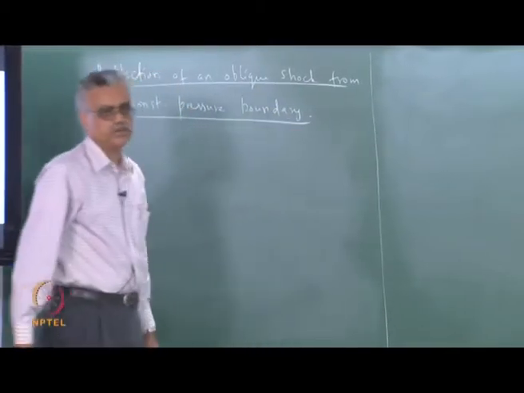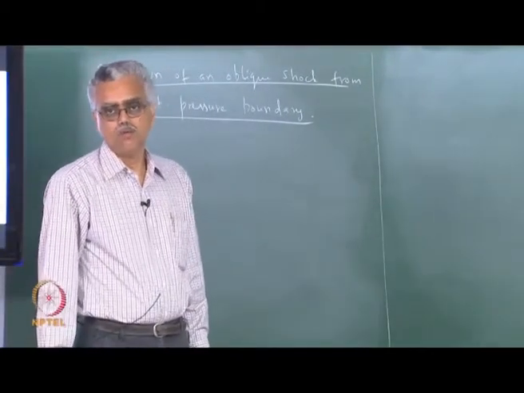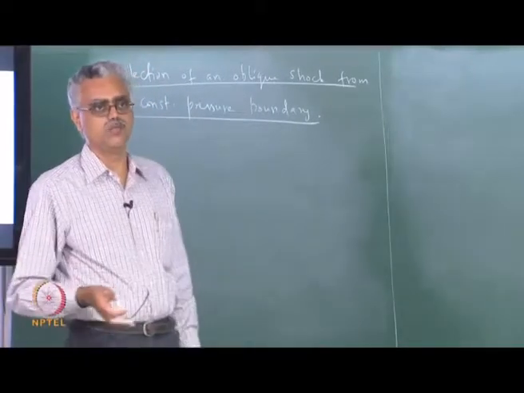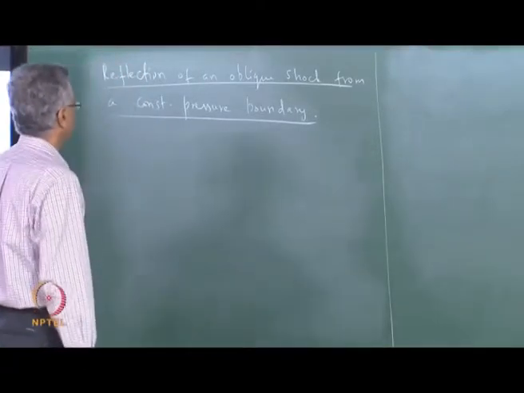In the previous chapter, we looked at reflection of an oblique shock from a wall or a solid boundary, and we saw that an oblique shock is reflected back as an oblique shock from a solid boundary. That was what we looked at in the previous chapter.